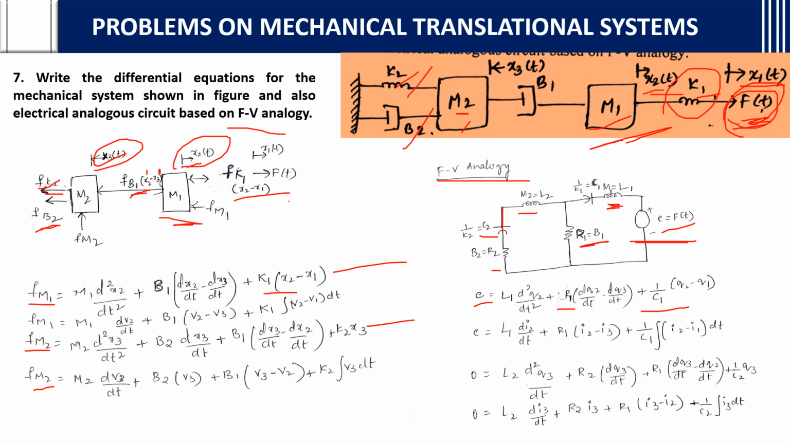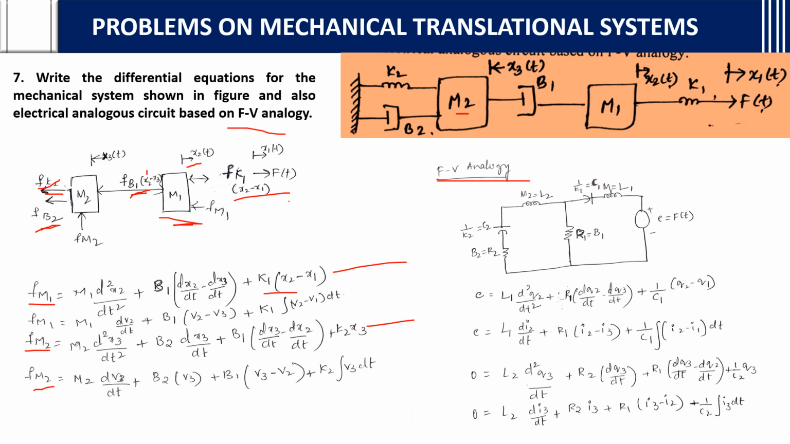Just you should know the notation. In that way only you need to write the circuit, as well as the conversion of the differential equation in the translation system to the electrical system. This is the translational, this is the electrical system equation. After that you need to draw the circuit diagram. Keep that in mind.